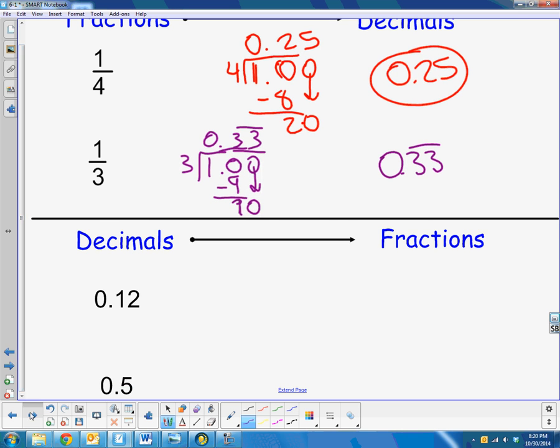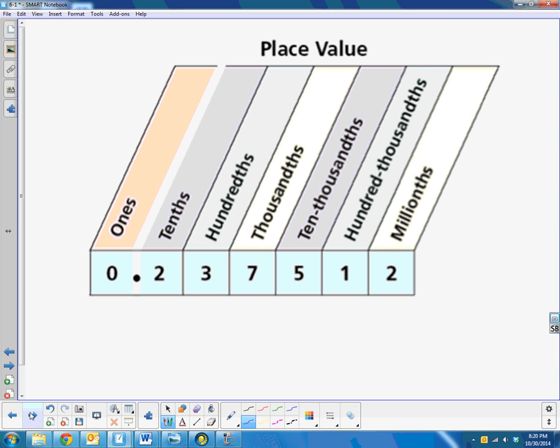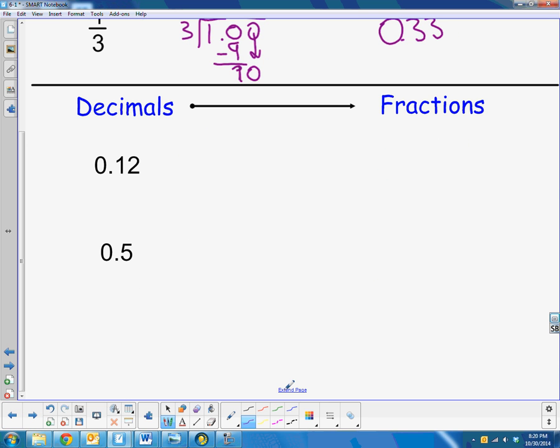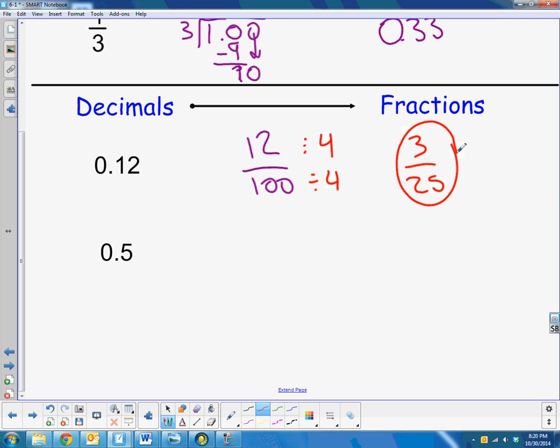Decimals to fractions. Don't forget to use your place values: tenths, hundredths, thousandths, 10,000ths, etc. And so we're looking at what 0.12 or 12 hundredths is as a fraction. Well, that's 12 100ths. Don't forget to reduce. We always need to reduce. Always, always, always reduce. When we divide by 4, we're going to get 3 25ths. And there's my fraction. So changing decimals to fractions. 5/10ths, I can divide both of those by 5 and get my final fraction of 1/2.